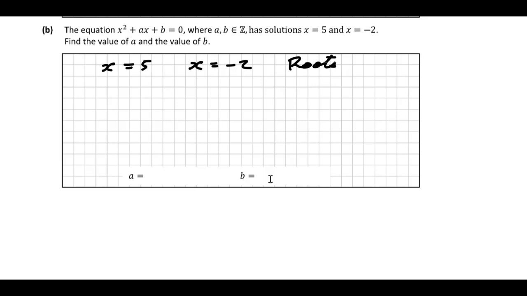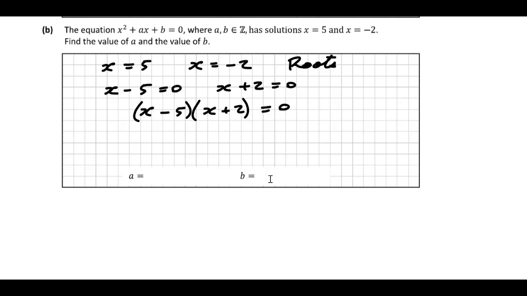So this here would mean then that x minus 5 is equal to 0 and x plus 2 is equal to 0. So these are factors. X minus 5 and x plus 2 are both factors. So what we do then is we just simply multiply those two together. That means that if we take the x minus 5, multiply it by the x plus 2, they should be equal to 0 when we multiply them. So let's multiply them out.